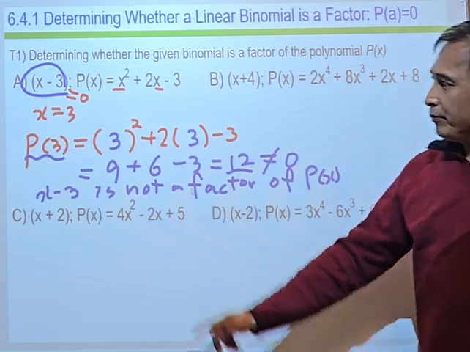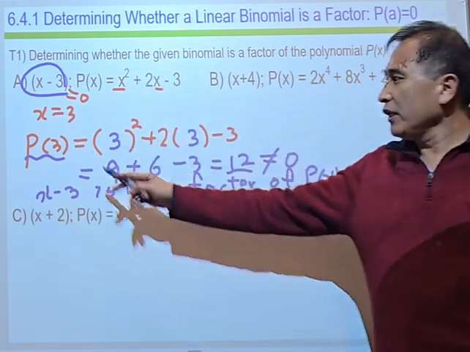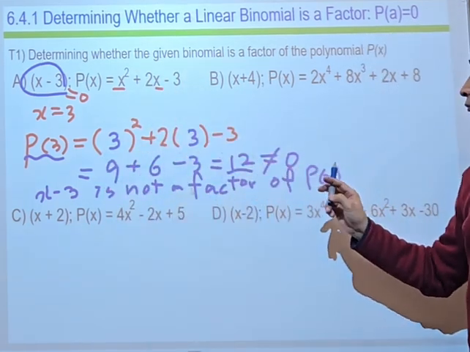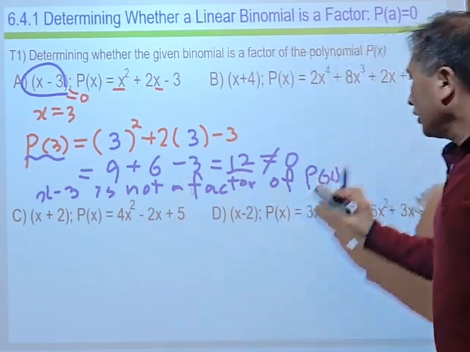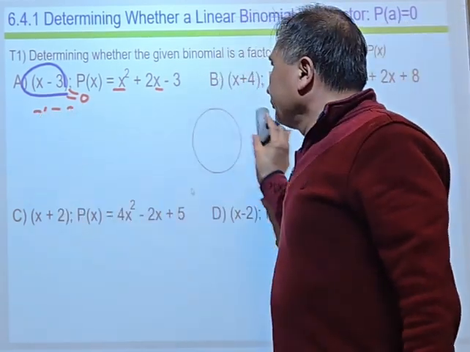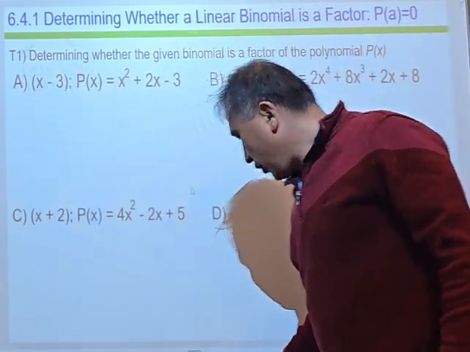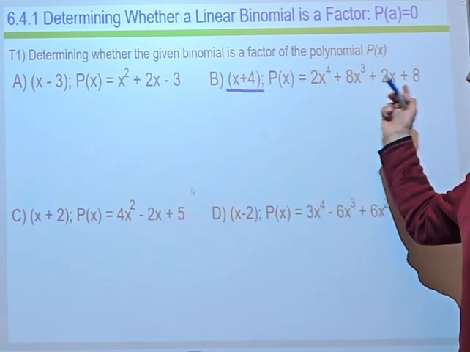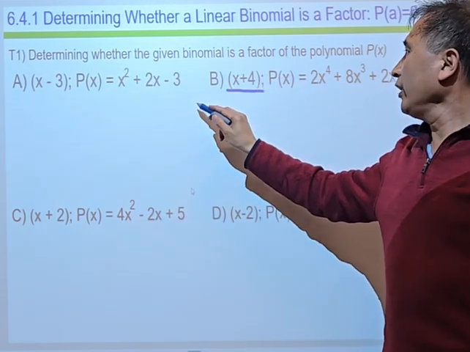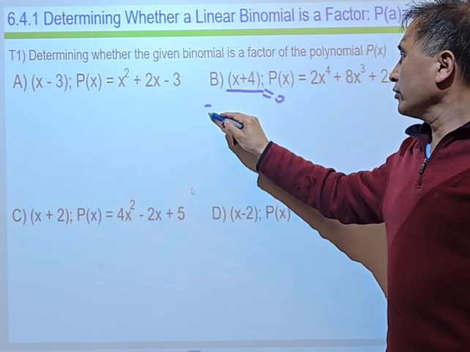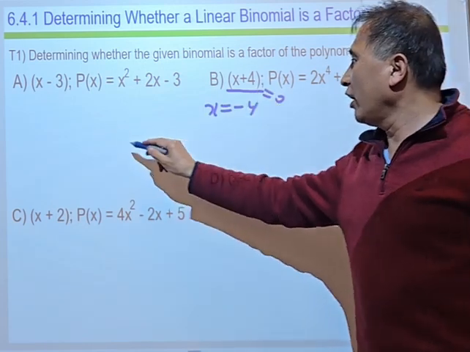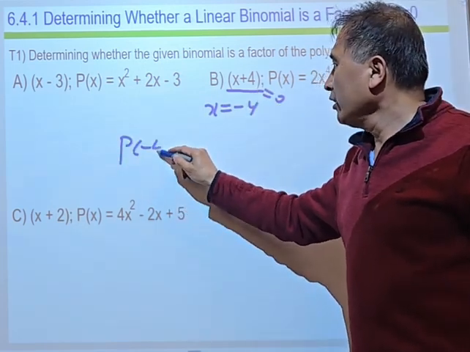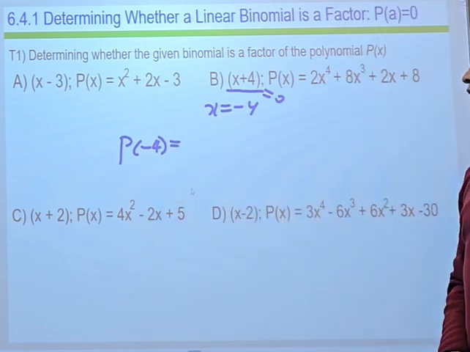Okay, so if x minus 3 is a factor, then p of 3 should be 0. Okay, let's check the other one, part B here. Same thing: if 3x plus 4 is a factor of p of x here, then setting it equal to 0, x equals negative 4. So p of negative 4 should be 0. So let's check it out.